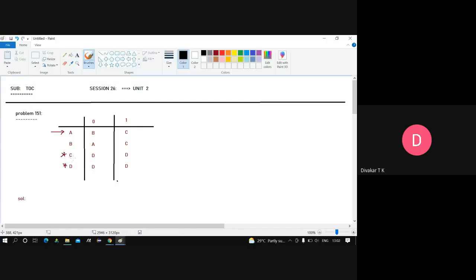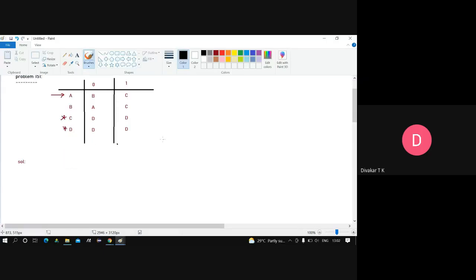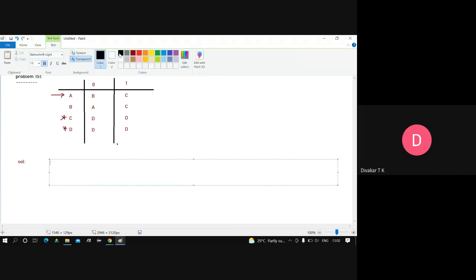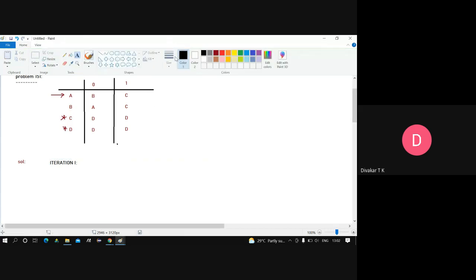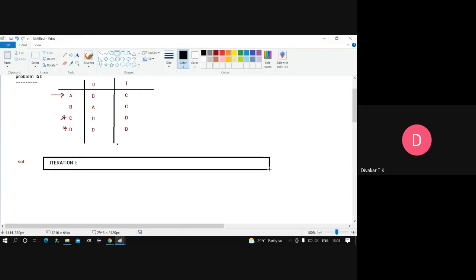Two final states are over here. Okay, great guys. So this is the given problem. In the solution part, very first we have to take iterations. Iteration number one. What are we supposed to do in iteration number one? The very first step here is we have to take the table filling algorithm.